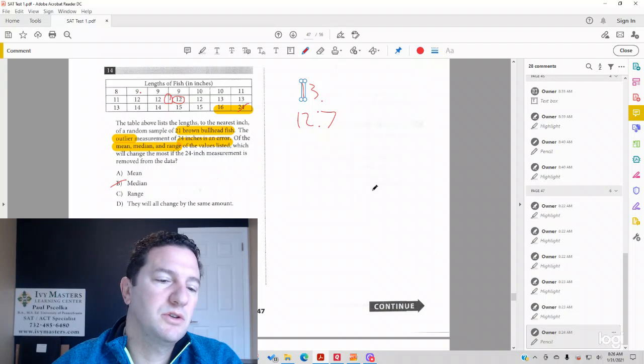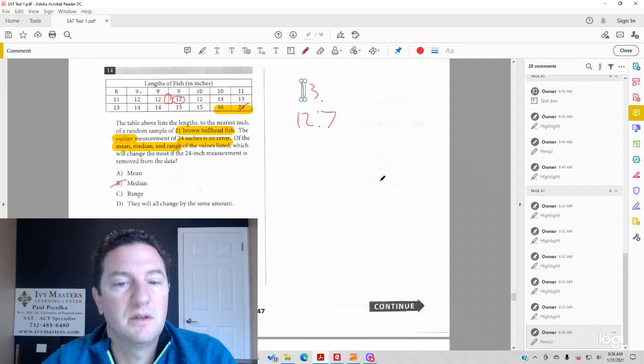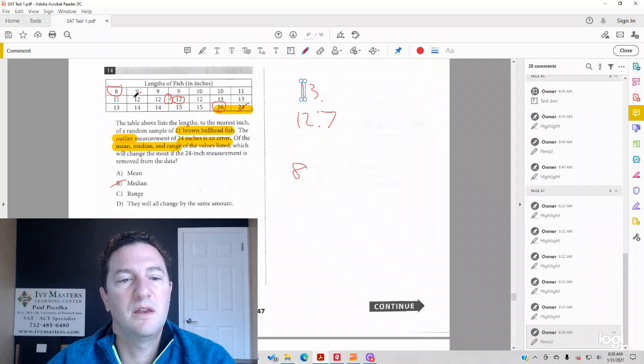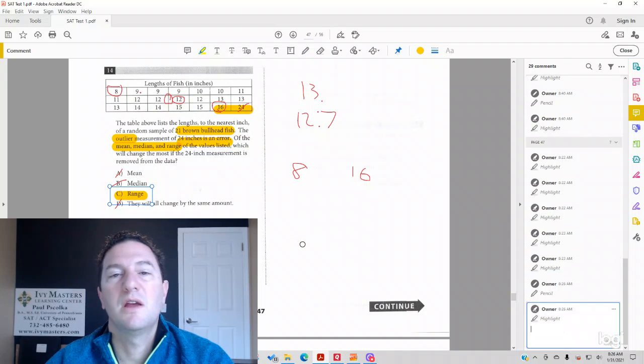And you can see your mean changes a little bit more. I think it would wind up being like 0.4 or something like that. Your range is the biggest minus the smallest, and with the 24 removed, you get a range of 8. And with the 24 included, you get a range of 16. So you can tell that changed by 8, and they definitely don't change the same amount. Range is your answer.